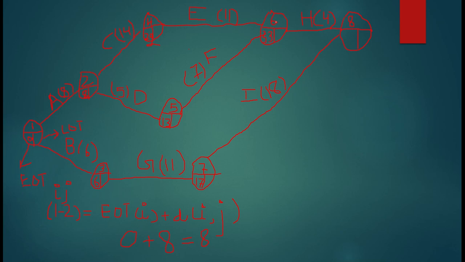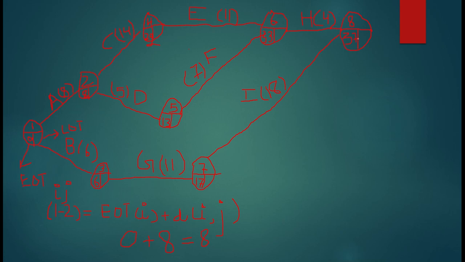Now again, I will take 6 to 8 or 7 to 8, and again I will pick the greater one, because if I pick the smaller one, I have to wait for the other activity to complete. So 33 plus 4 is 37, and 17 plus 18 is 35. So I will pick the greater one, that is 37. So this is 37. If you can see, I have calculated the earliest occurring time of all the activities.